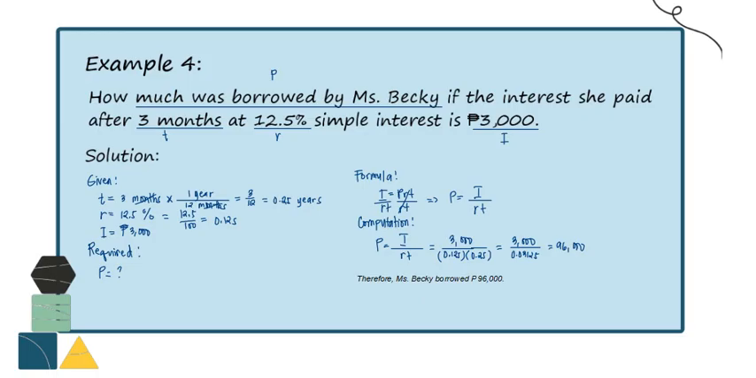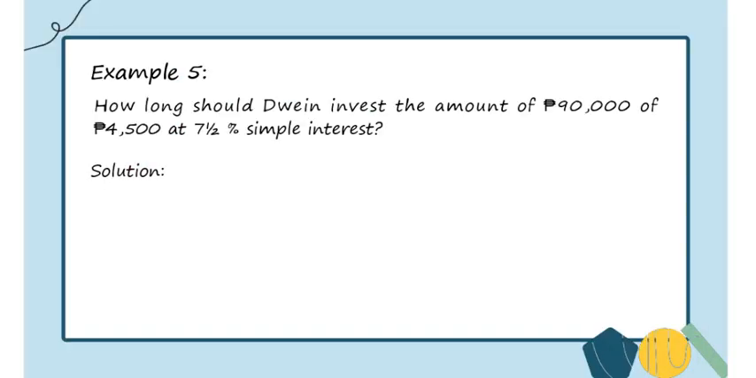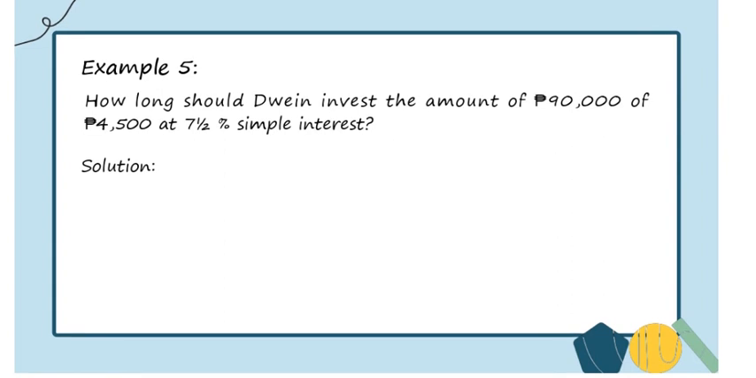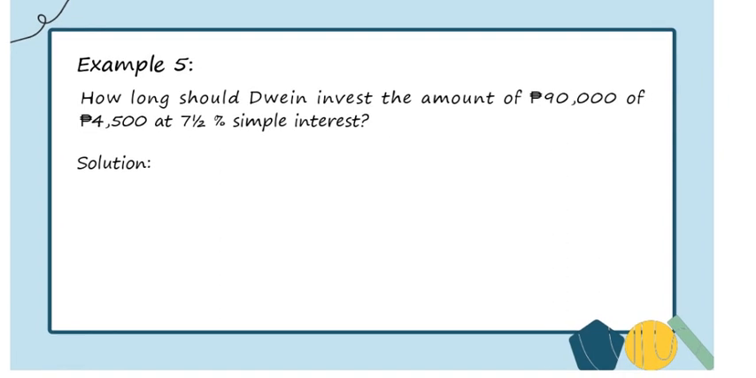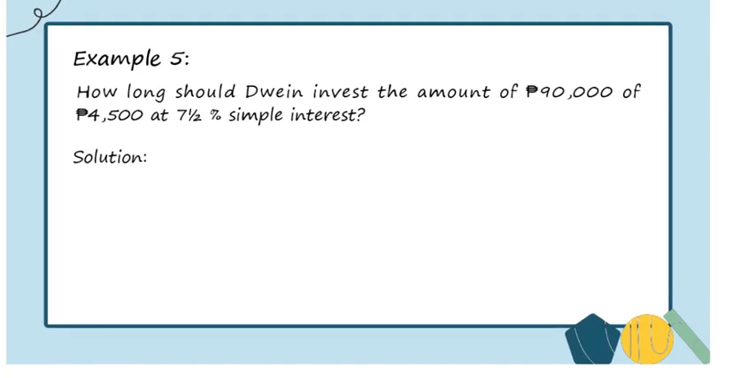Okay. So anyways, that's another problem. For this case, we tried to find the principal. Earlier, it was the rate of interest, and the previous one was the interest itself. Now we move on to another problem. Let's say the other problem is this, for example, number 5. How long should Dwayne invest the amount of 90,000 pesos to earn 4,500 at 7.5% simple interest?